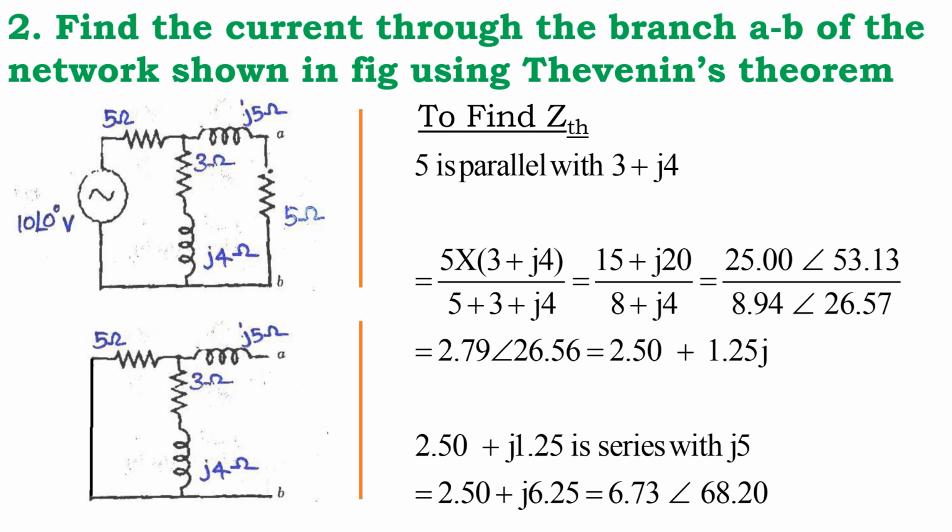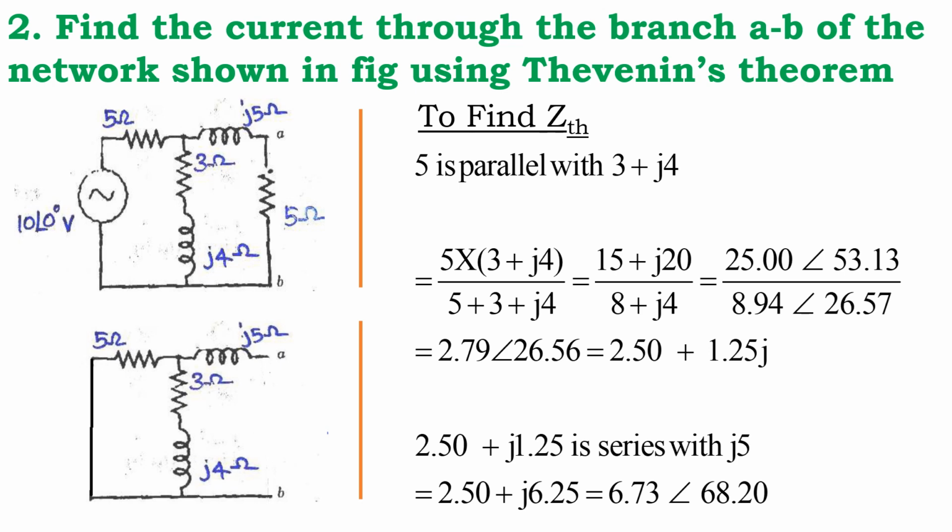Find the current through the branch AB of the network shown in figure using Thevenin theorem. We have only one voltage source, but we have many passive elements, R and L. What I told, first we have to remove the load. Here the load AB is 5 ohms, that I am removing, and I redraw the circuit. Once I redraw the circuit, next I want to find out the ZTH.